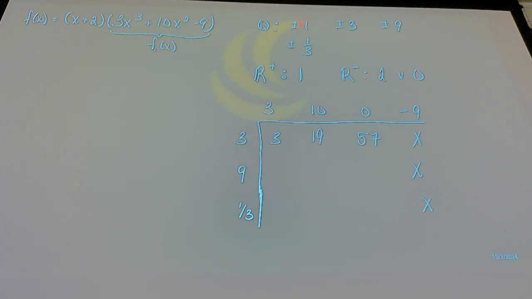So check now the negatives, because we may have a negative left over. And if we don't, then we really cry. -3. 3 times -3 plus 10 times -3 plus 0 times -3. -3 is a 0.